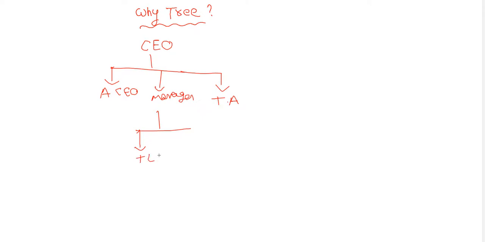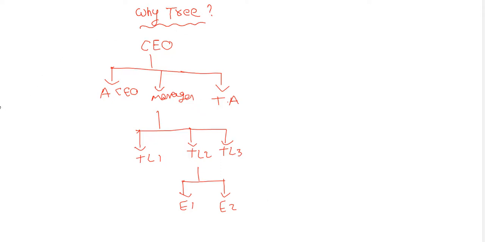Under the manager, some of the team leads are working: team lead 1, team lead 2, team lead 3, like this. Under team lead 2, some of the employees are working: employee 1, employee 2, like this. So my company contains this information. First CEO, and under CEO, assistant CEO, manager, technical architect. Under manager again, some people work: team lead 1, 2, 3. Under team lead 2, employee 1 and employee 2.